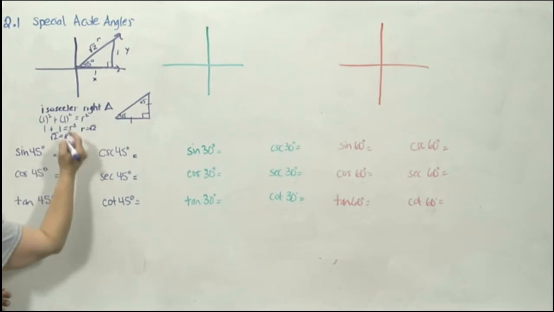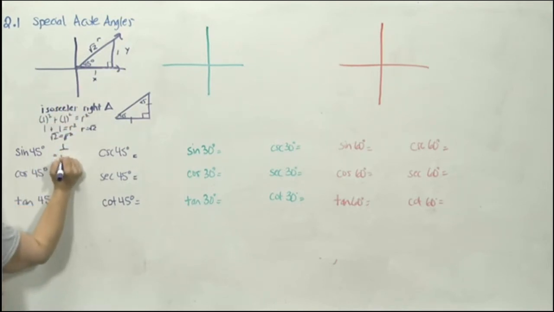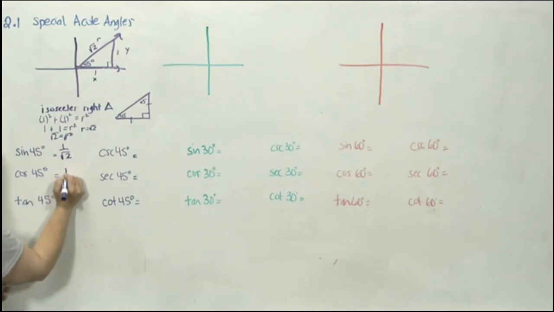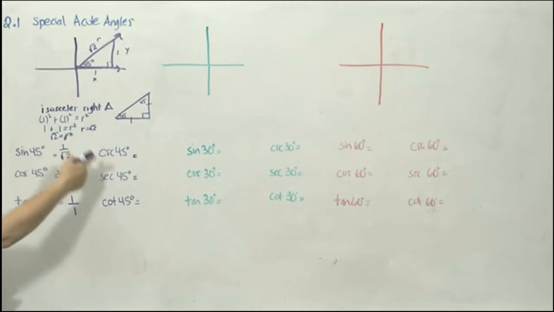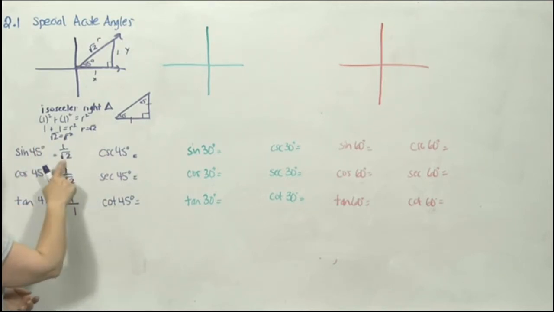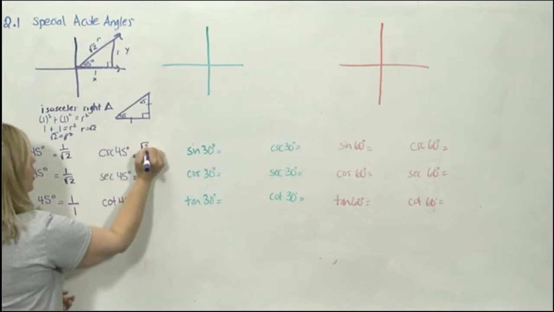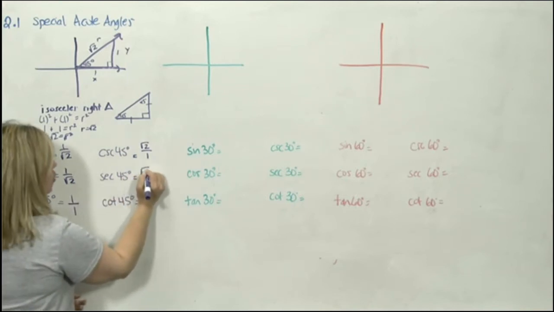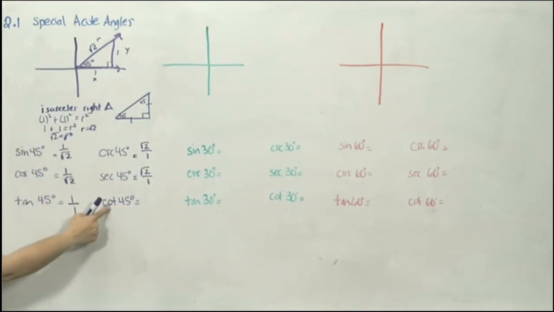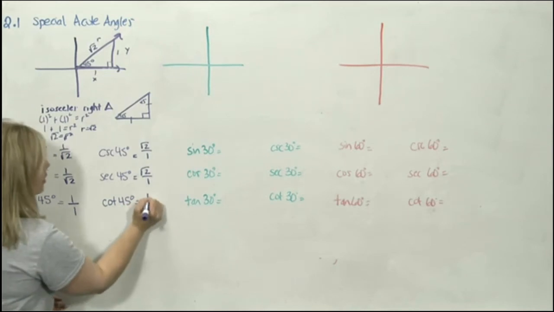Sine is y over r. That's 1 over square root of 2. Cosine is x over r. 1 over square root of 2. Tangent is y over x. 1 over 1. All right? Do the reciprocals. Let's flip. Cosecant is r over y. Square root of 2 over 1. Secant is r over x. Square root of 2 over 1. Cotangent is x over y. 1 over 1.